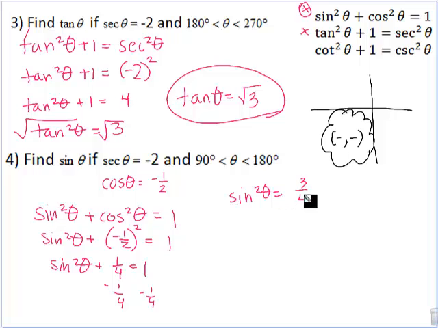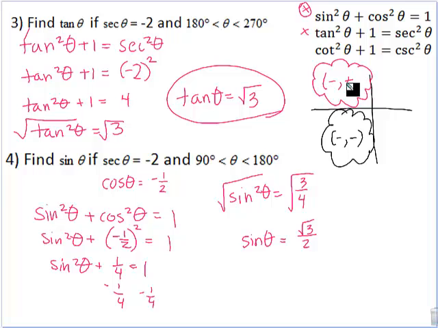3/4. And then we have sine squared, so how would we get sine? Square root it. Yeah, so the sine of theta is the square root of 3 over 2. And we are in between 90 and 180, so second quadrant. What type of signs do we have in the second quadrant? Negative cosine, positive sine, so this would stay positive.